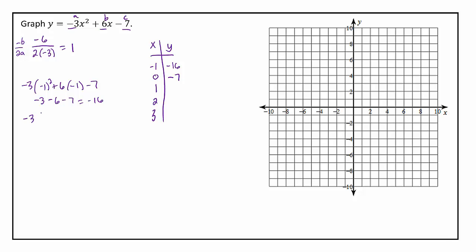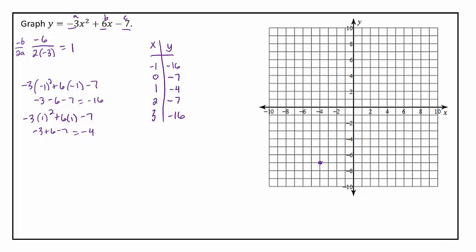I plug in 1. And get negative 3 plus 6 minus 7, which is negative 4. If we're confident about these top two numbers, because of our axis of symmetry, we can fill in the bottom two as well. If we're not confident, then we'd want to go ahead and plug them in so that we can verify that we got the right answers. I can't fit the bottom and top points in the graph, and that is okay.